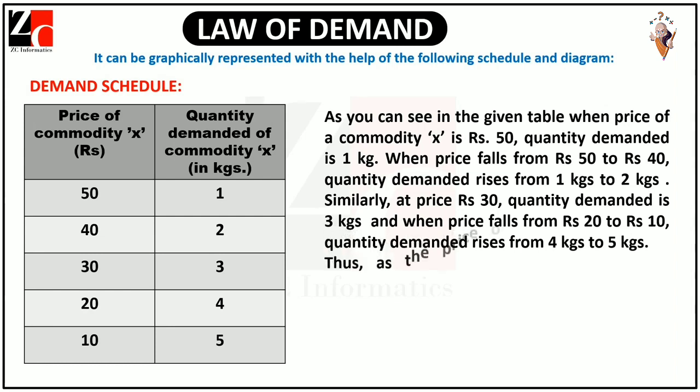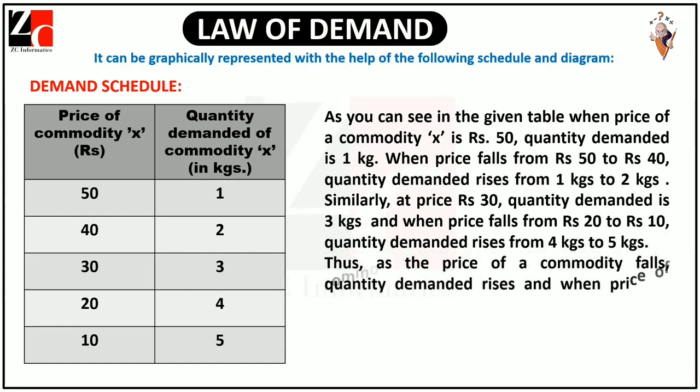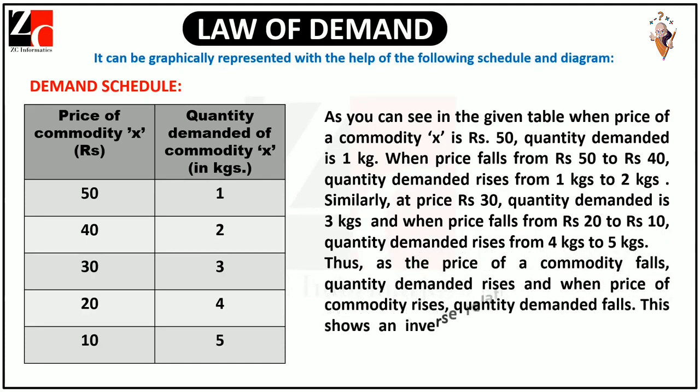Thus, as the price of a commodity falls, quantity demanded rises, and when the price of a commodity rises, quantity demanded falls. This shows an inverse relationship between price and quantity demanded.